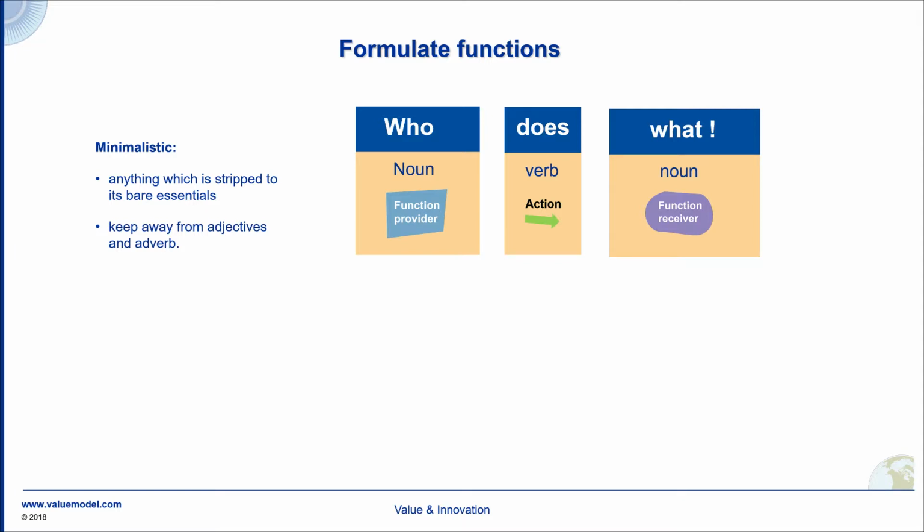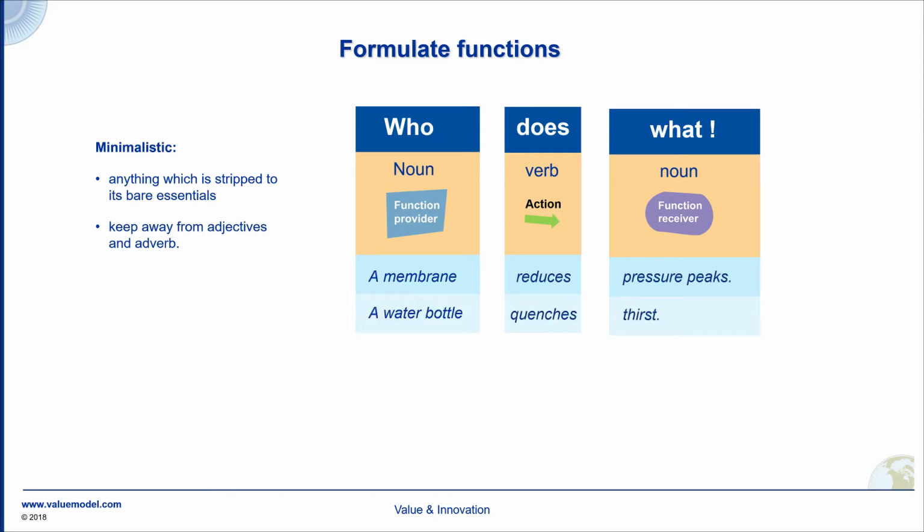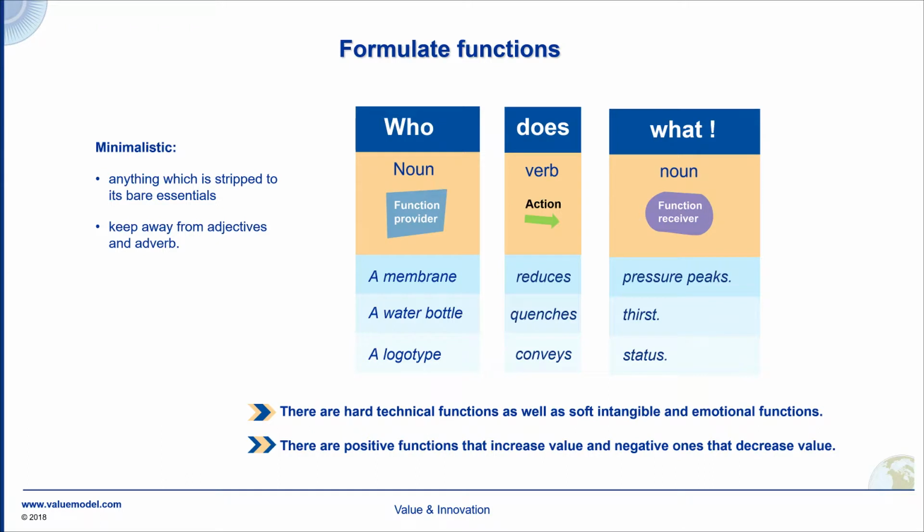Here are some examples. A membrane reduces pressure peaks. A water bottle quenches thirst. A logotype conveys status. Functions are holistic concepts to describe what the product does for a customer. All products have hard technical functions as well as intangible soft functions. All products have positive functions that increase value and negative ones that decrease value.